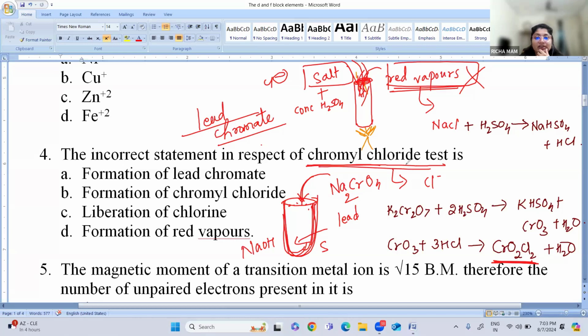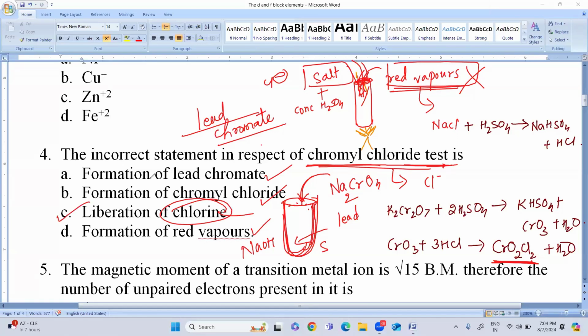So everything you have done practically. But what is the theory that you are going to study in your regular classes? This is the test, and behind that test, these are the reactions. So what is incorrect? Lead chromate is formed. This is correct. Formation of chromyl chloride is also correct. Formation of red vapors is also correct. Liberation of chlorine: is there any liberation of chlorine? No. So option C is the incorrect statement.